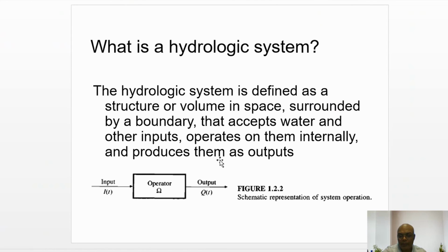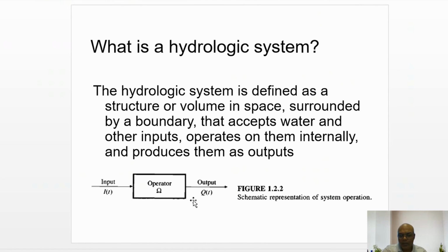For example, the hydrological cycle is called a hydrological system. It has many components: evapotranspiration, condensation, transportation, precipitation, then runoff, infiltration, subsurface flow, ground flow, all these things. They are all subcomponents of this hydrological system, and all are working towards a common goal, that is recirculation of water within the planet.